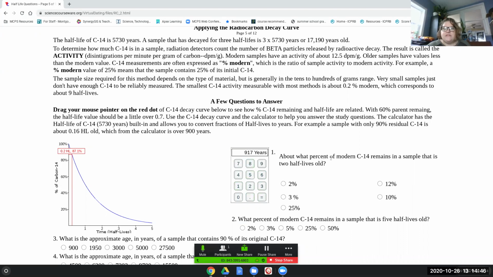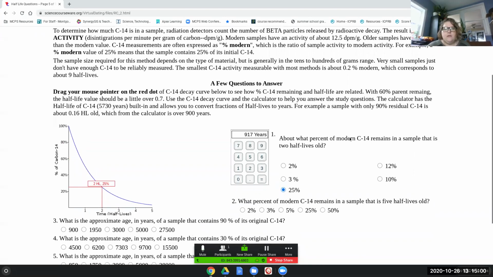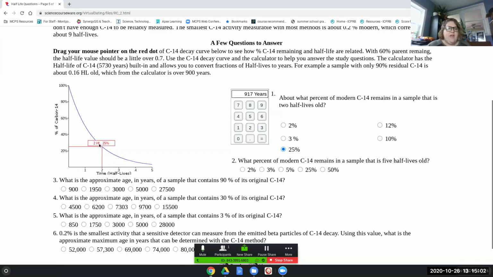So about what percent of modern C14 remains in a sample that is 2 half-lives old? So I want this to go to 2 half-lives. And that looks like 25%. What about a sample that's 5 half-lives old? So half-lives are on the x-axis, 3.1%. I'm going to choose 3%. What is the approximate age of a sample that contains 90% of its original carbon-14? It just told us up here, it's 900 years.